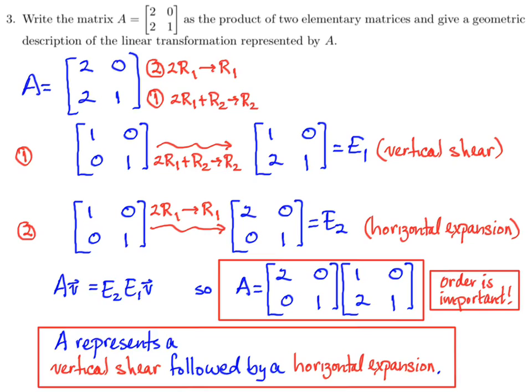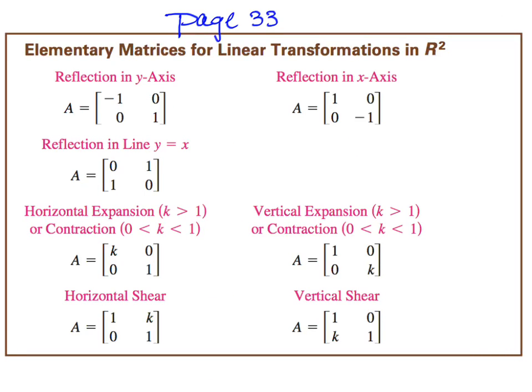Okay, that's it for 6.5. That's all we're going to do from that section. We're not going to go into R3. And I just want to point out that all of this is sort of summarized on the first page of section 6.5, the elementary matrices for the elementary linear transformations in R2.